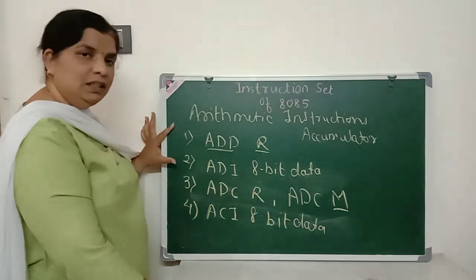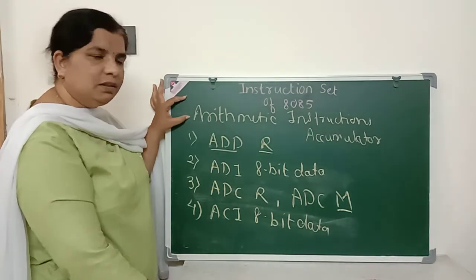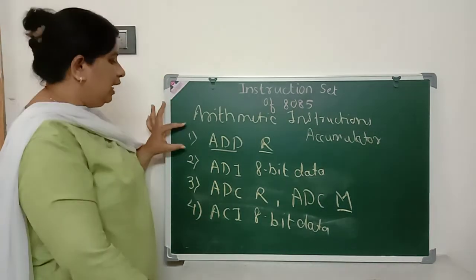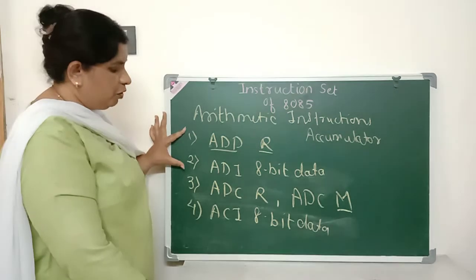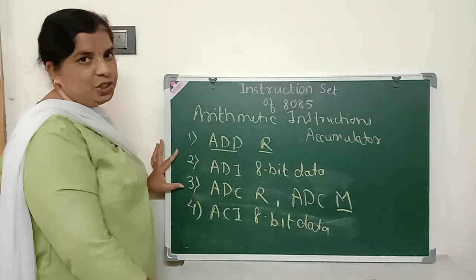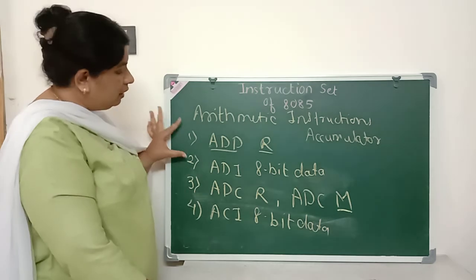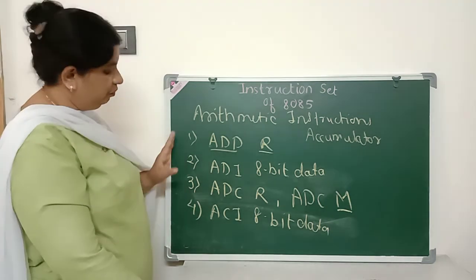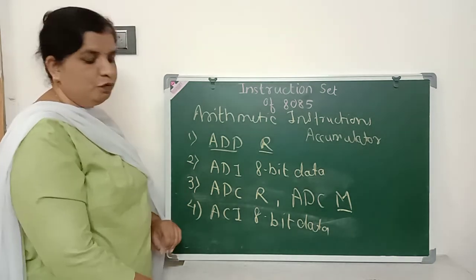So what we have seen in this video is that we started with the arithmetic group of 8085, and in that, the standard formats which are used for the addition operation. Addition of two 8-bit numbers can be performed with the help of these 4 standard formats.